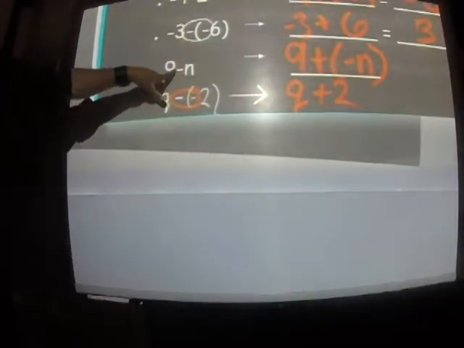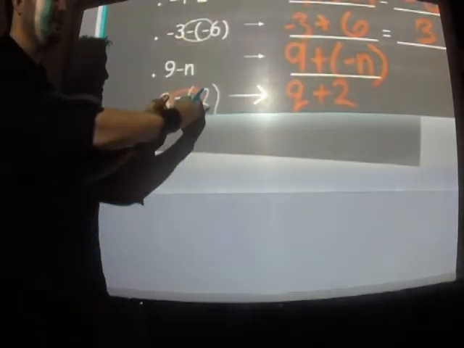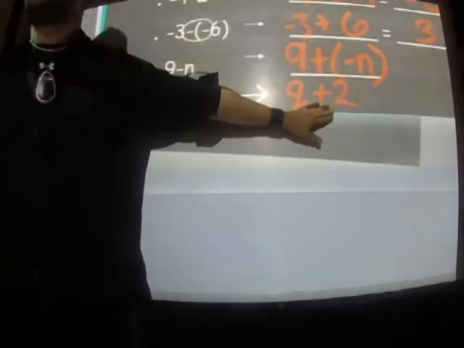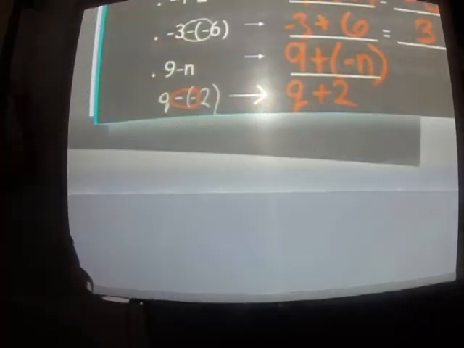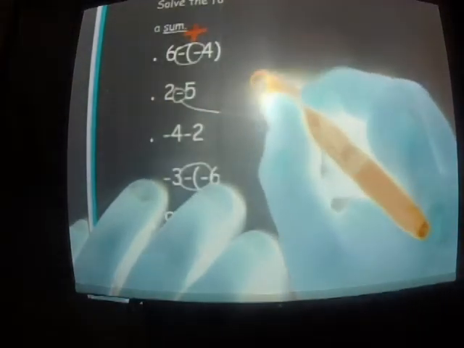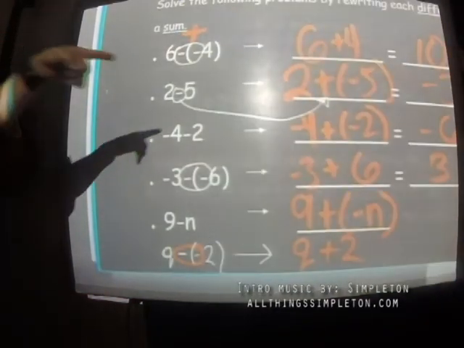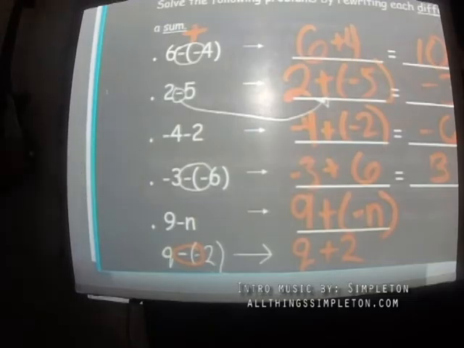So notice the difference. If there's one minus in the middle, turn it into a plus negative. If there are two minuses, a minus negative, take the two and turn them into a plus. Never take just a minus and magically turn it into a plus. Don't ever take 2 minus 5 and turn it into 2 plus 5. It's not that simple. 2 minus 5 turns into 2 plus negative 5.